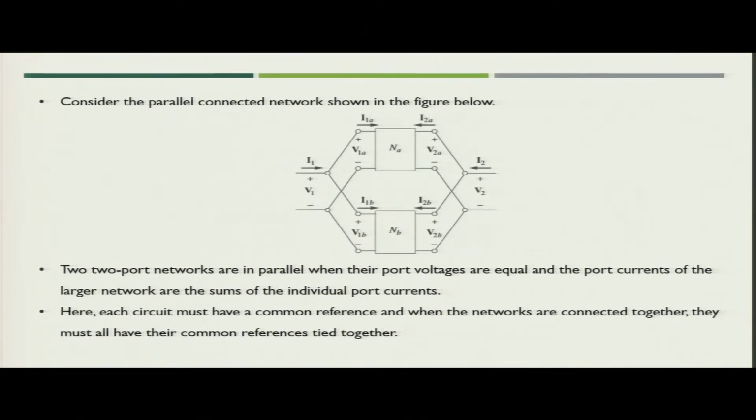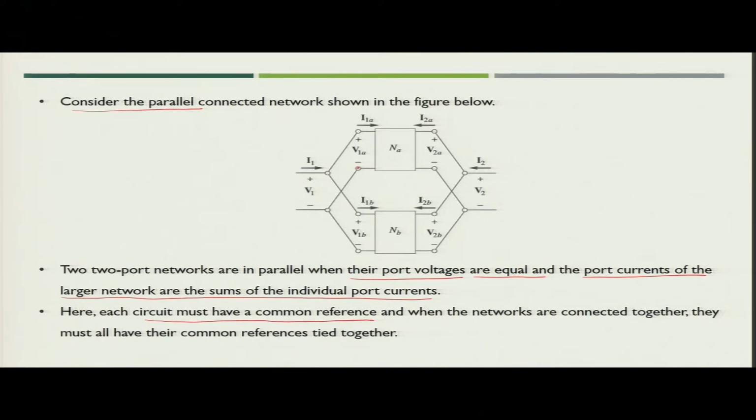Now, let us consider the second case in which the network is connected in parallel. Here we have network A and network B. These are connected in parallel when their port voltages are equal and the port currents of the larger network are the sum of the individual port currents. That means V1 and V2 are applied to both of the sub networks, and I1 is nothing but I1A plus I1B.